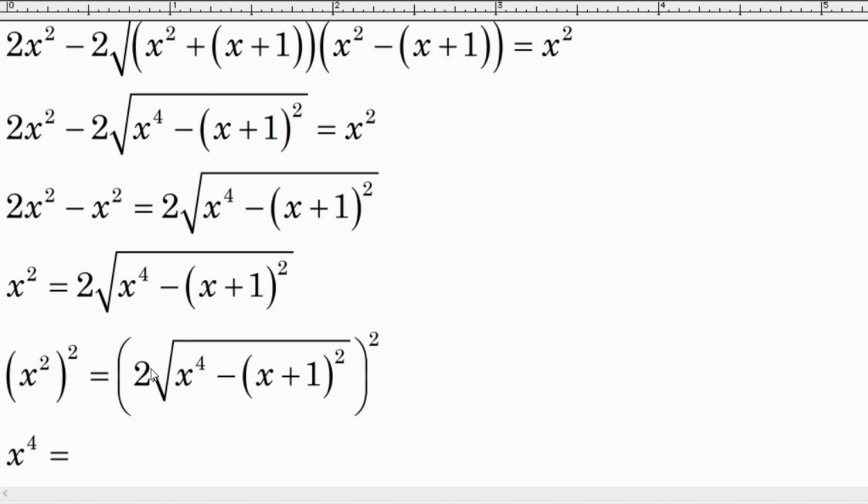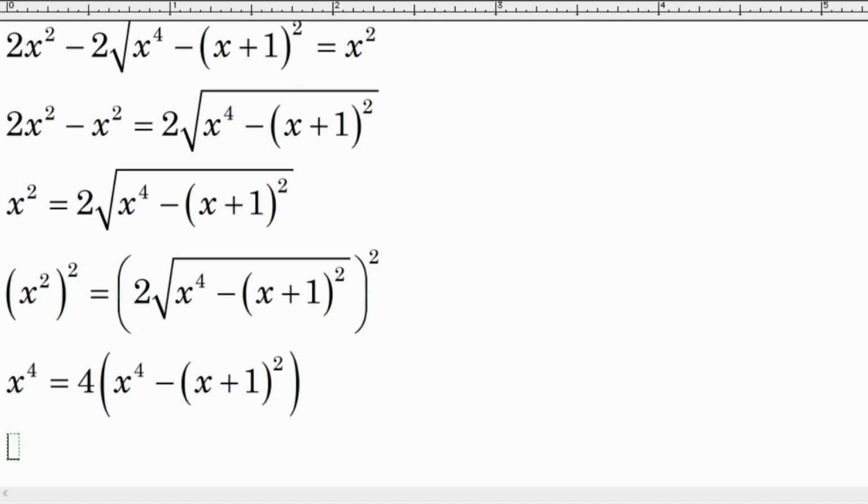equal to. So 2 squared will be equal to 4. And now we can simplify the square root with the square here, and we will get something under the square root here, okay? Alright. So then we will get x to the power 4 equal to 4 times x to the power 4, and then minus 4 times x plus 1 raised to square, okay?